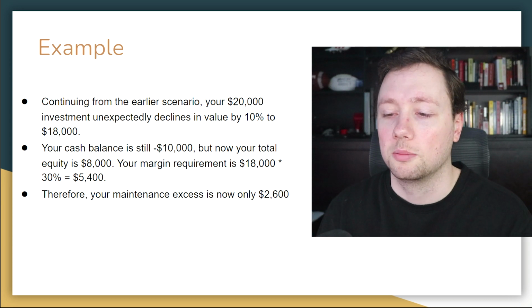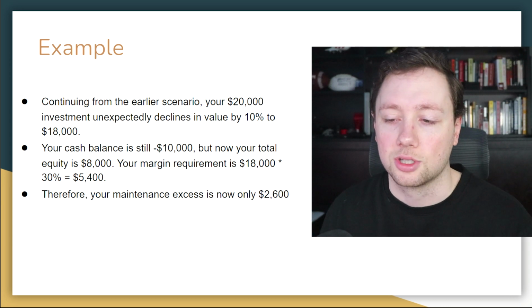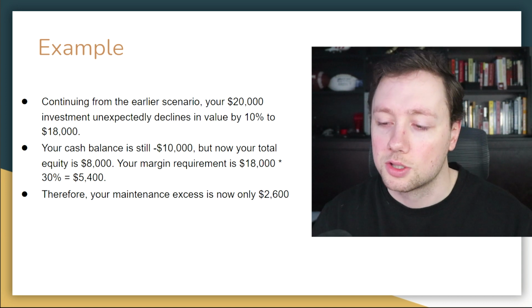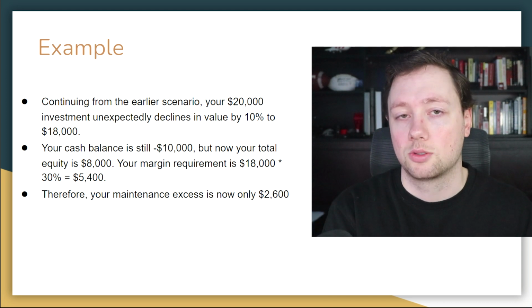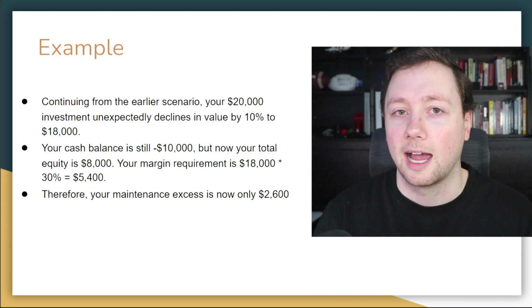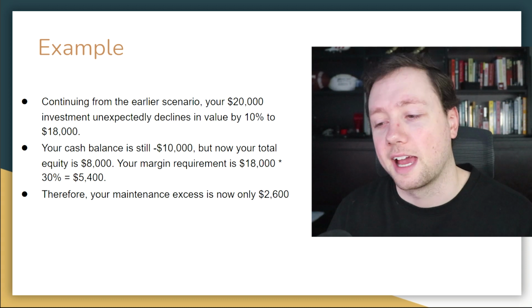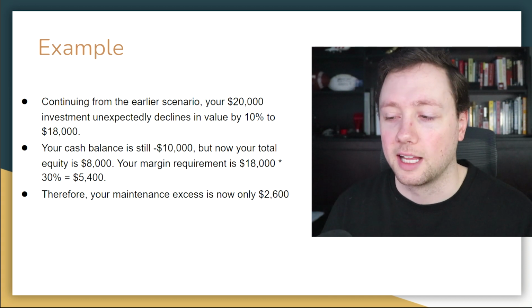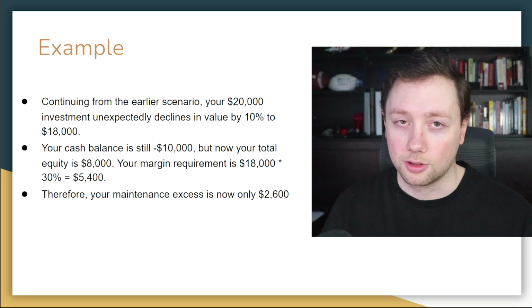Your margin requirement is 30% of $18,000, which equals $5,400, but you only own $8,000 worth of securities yourself at the moment. Therefore, your maintenance excess at this point would be reflected as that difference of $2,600.